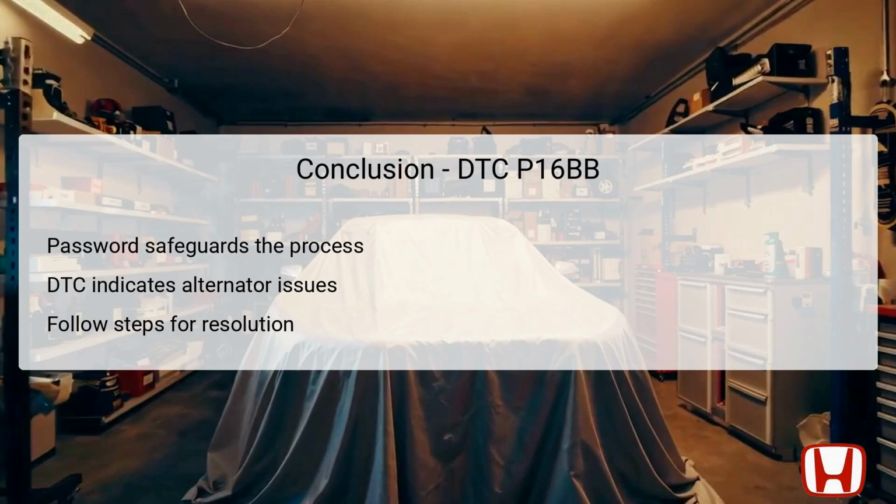In summary, DTC P16BB signals low voltage in the alternator B terminal circuit within the Honda Accord models from 2008 to 2012. This code reveals potential underlying issues with electrical connections, wiring integrity, or a defective alternator itself. Following the systematic troubleshooting steps, starting with the recording of freeze data, clearing DTCs, and progressively conducting detailed inspections, leads towards effectively resolving the issue.